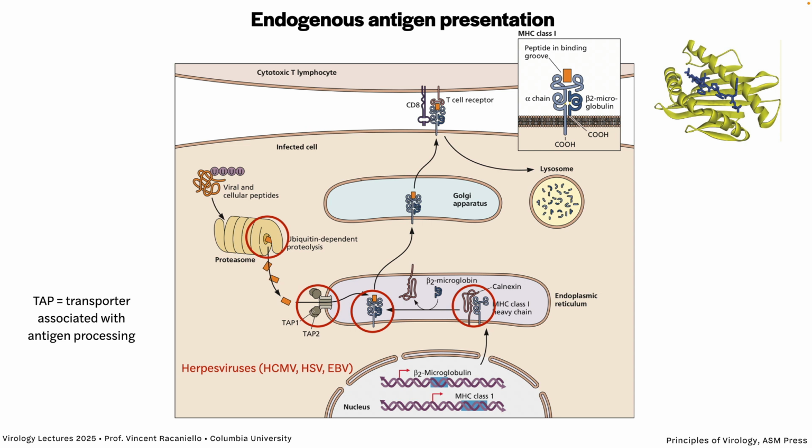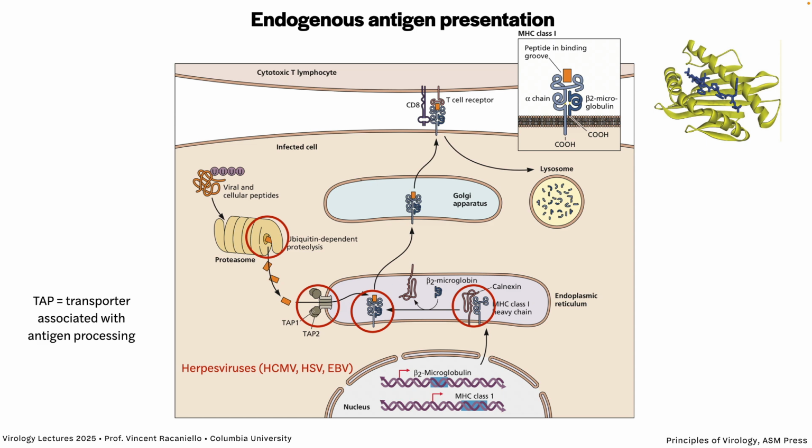They can inhibit loading of peptide onto MHC1. They can even inhibit the assembly of MHC1. So there are lots of ways that particularly the herpes viruses are able to do that. Right, so that's how antigen is presented on the surface of an infected cell so that a CTL can lyse it.